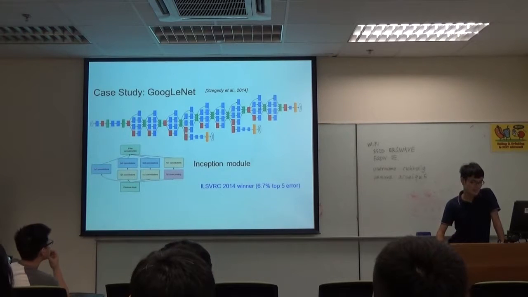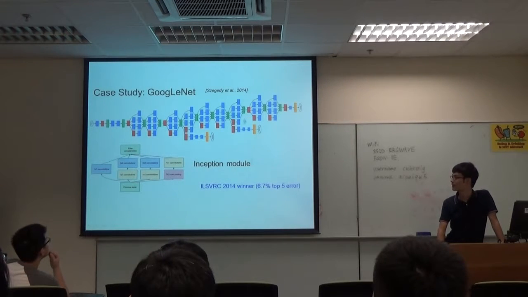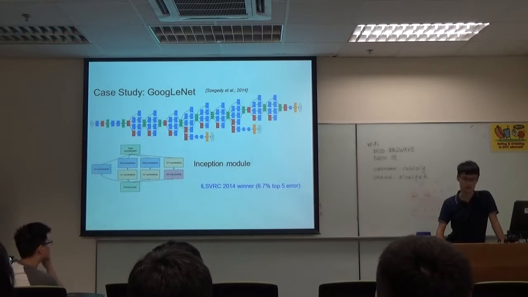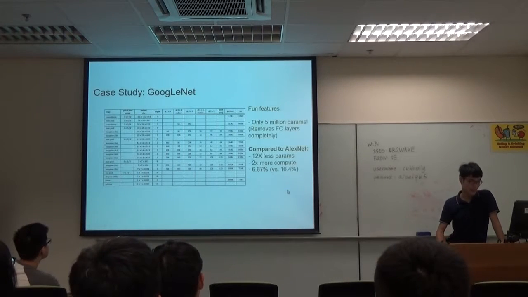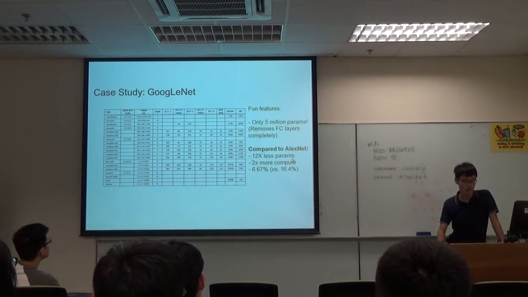And this is the other winner of 2014. It also uses CNN, and it proposed this structure. They called it the inception model, inception structure. It further reduced the top 5 error. A very interesting thing is, compared with AlexNet, this network uses fewer parameters, but it involves more computation.